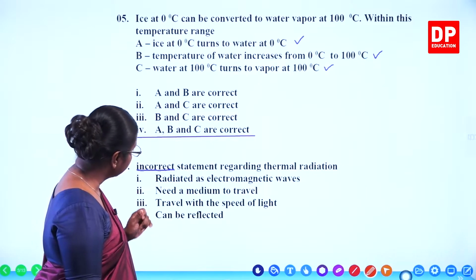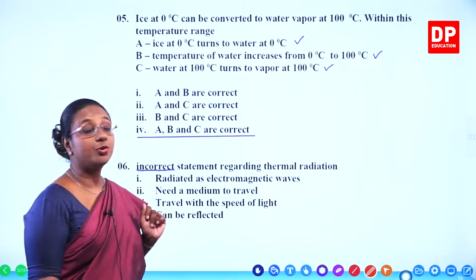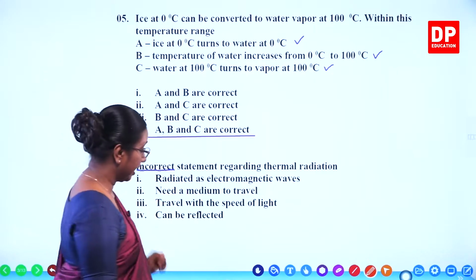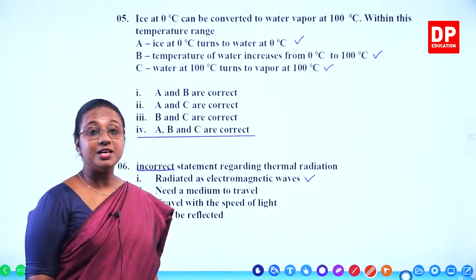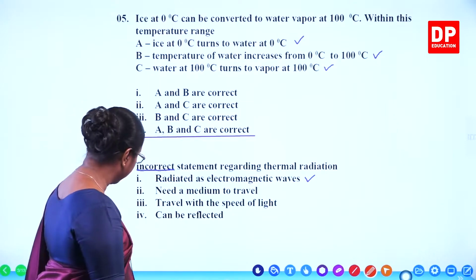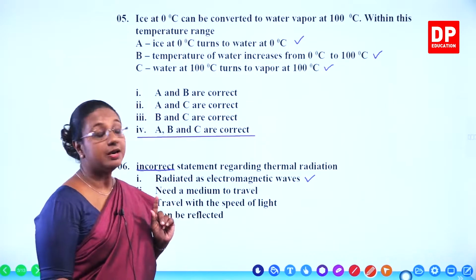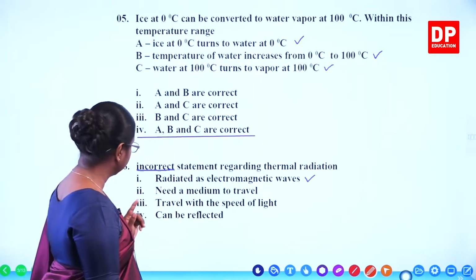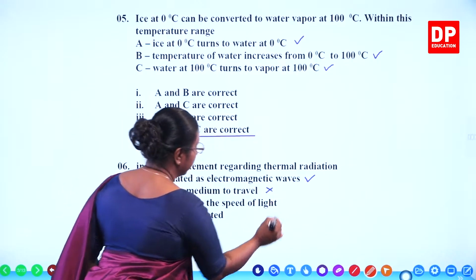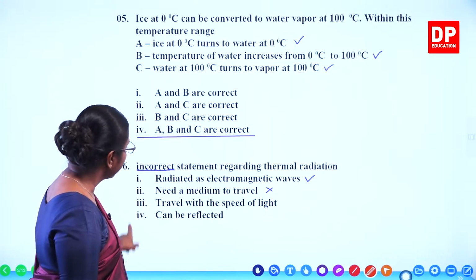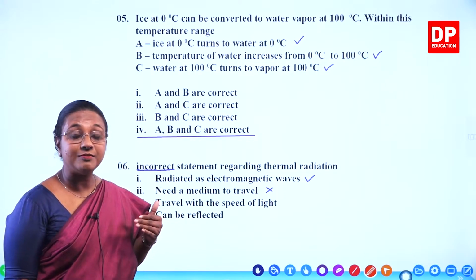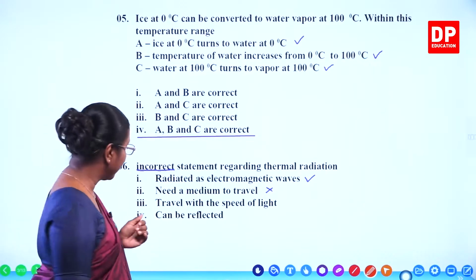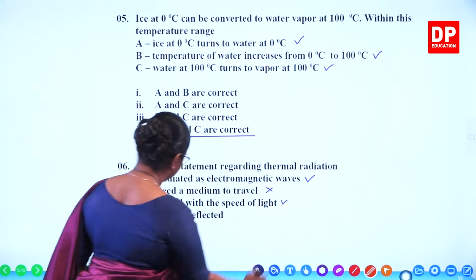So here it is the incorrect statement regarding thermal radiation. The first statement, radiated as electromagnetic waves. That is correct. Thermal radiation is a form of electromagnetic radiation, that is IR radiation. They need a medium to travel. That is incorrect because they don't need a medium to travel. Travel with the speed of light. That is correct. All the electromagnetic waves travel with the speed of light in vacuum. So that is also correct.